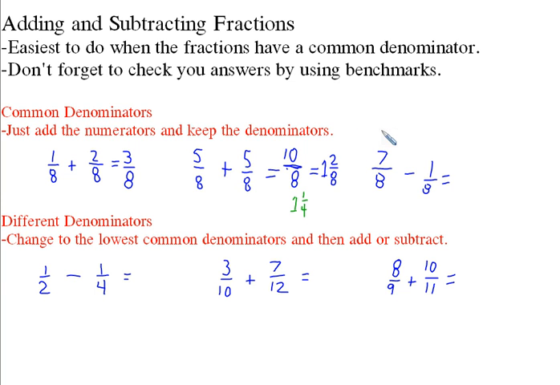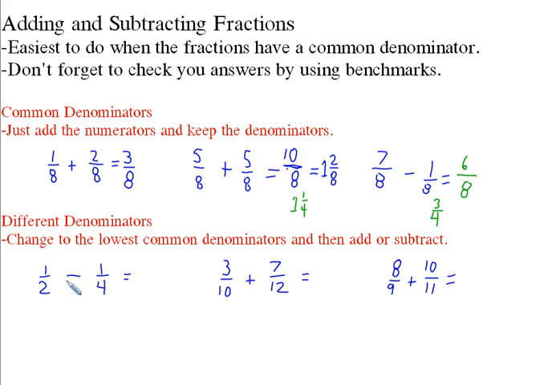Same thing here. The numerators are different, the denominators are the same. So what we do, we go over here and we just start by naming our denominator. Our denominator in this case is going to be, as with the other ones, eighths. 7 minus 1, 6. And then we simplify 3 over 4, because 2 goes into there and 2 goes into there.